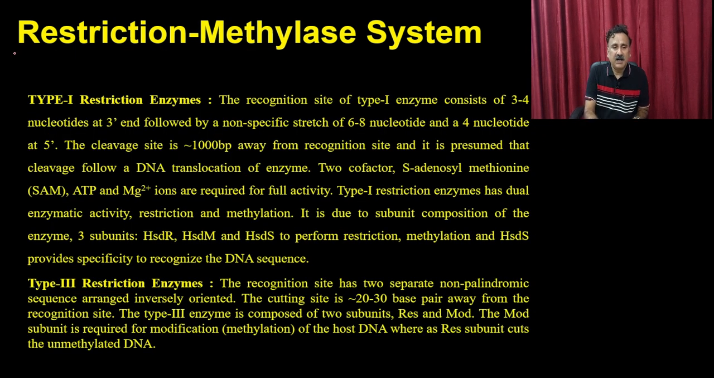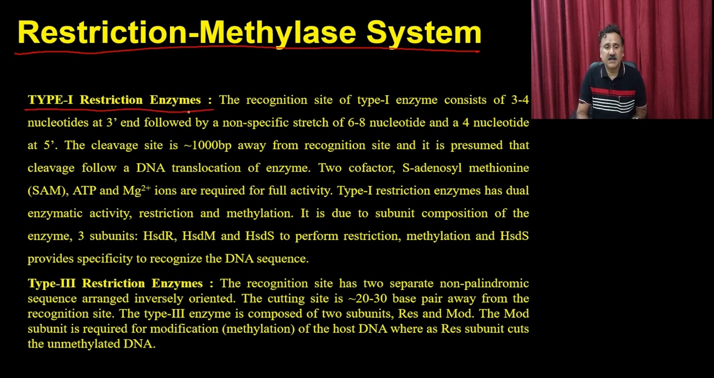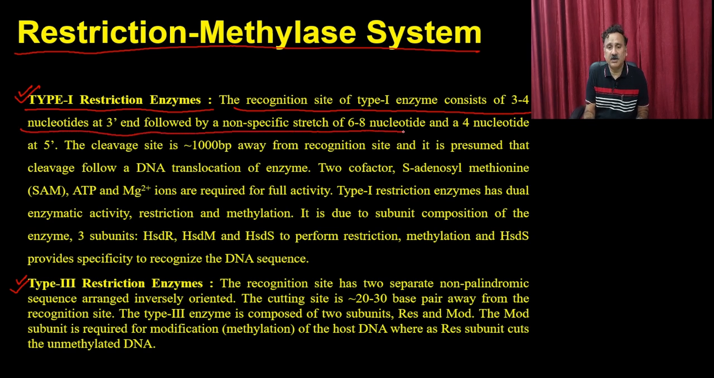Now, restriction enzymes are of different types. We can have type 1, type 2, and type 3 restriction enzymes. Type 1 and type 3 restriction enzymes do not cut the DNA at precise locations, which is why they are not useful for gene cloning purposes. The recognition site of the type 1 enzyme consists of 3 to 4 nucleotides at the 3 prime end, followed by a non-specific stretch of 6 to 8 nucleotides and 4 nucleotides at the 5 prime end. The cleavage site is approximately 1000 base pairs away from the recognition site, and it is presumed that the cleavage follows a DNA translocation event.